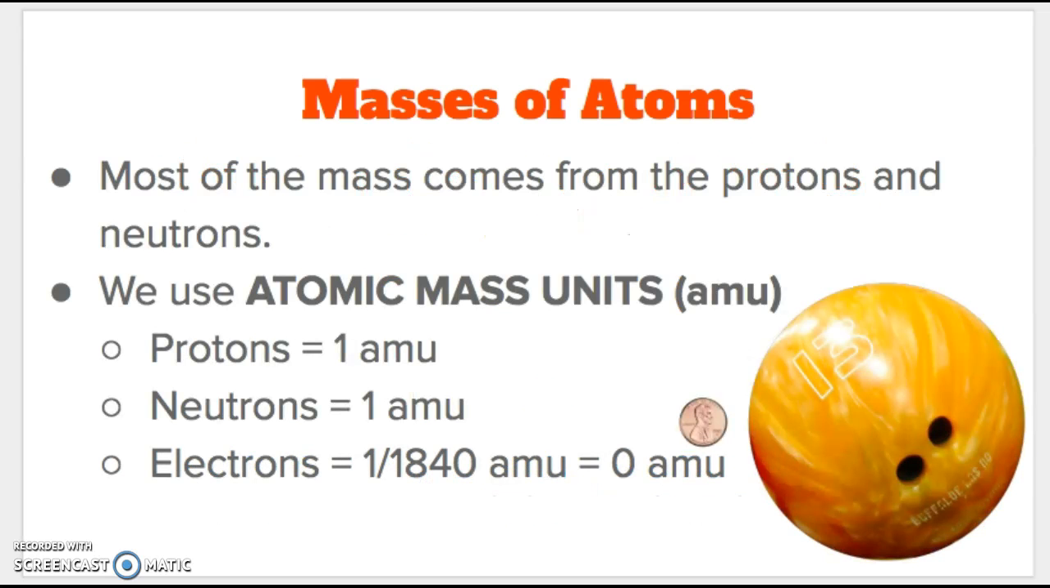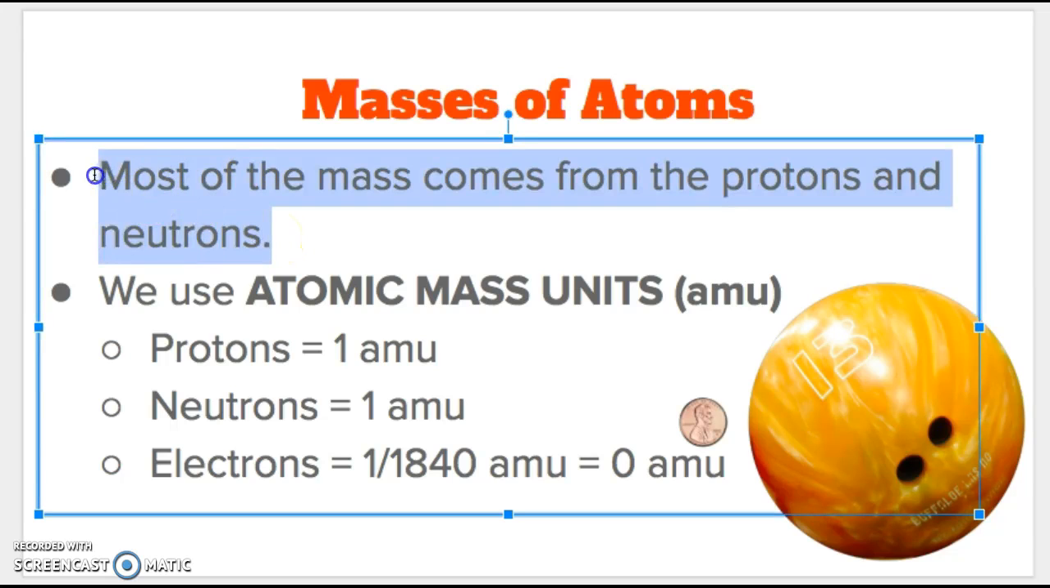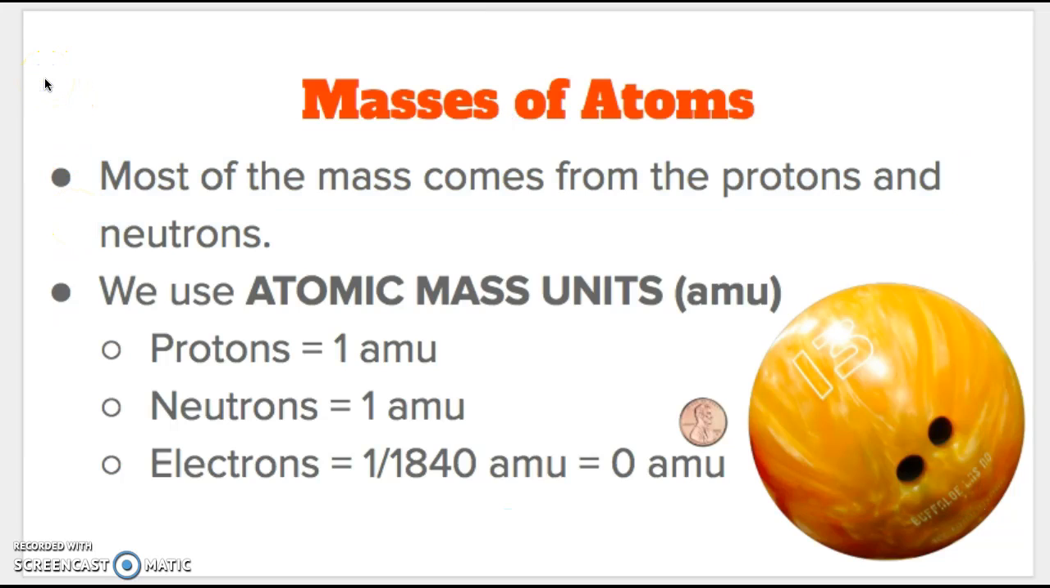Okay, so your first box says masses of atoms. First thing I want you to write down, most of the mass comes from the protons and the neutrons. This is something we talked about before if you think back to our video from Tuesday. Not Tuesday, whatever your block date was. When we talked about how the electrons are really, really tiny, and they're kind of like if you took one hair off your head, it wouldn't really change anything about your mass, right?